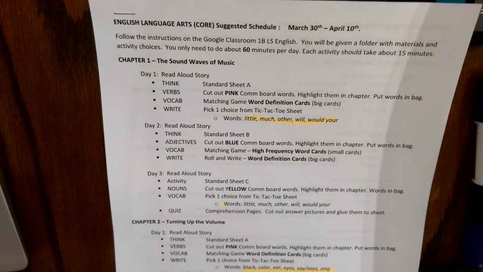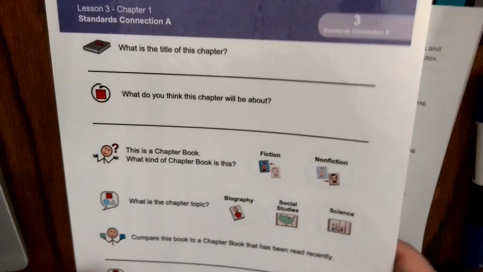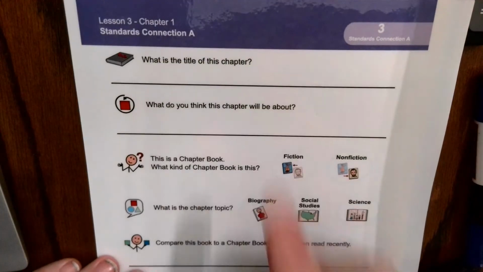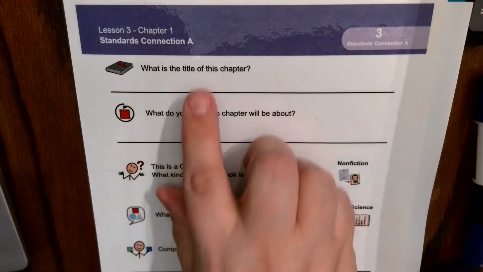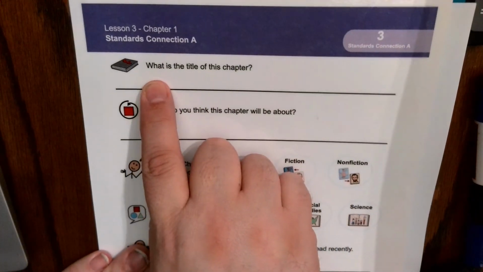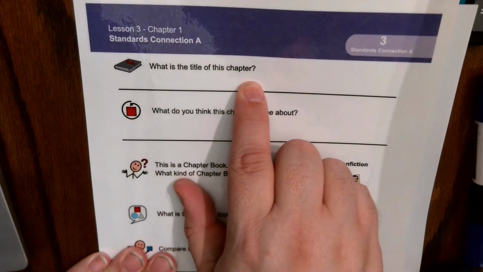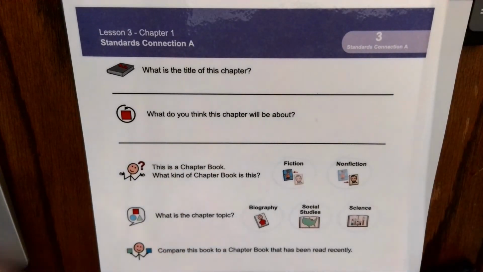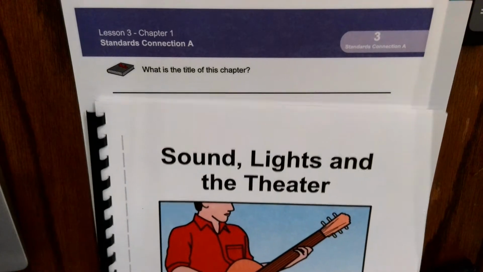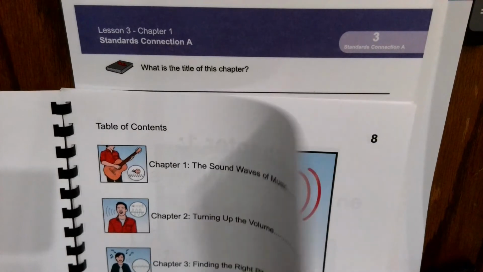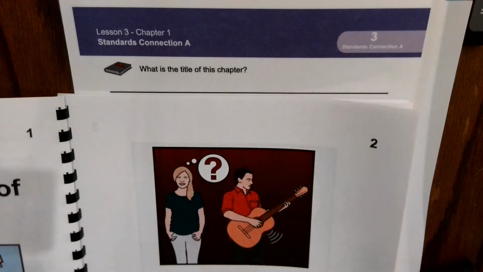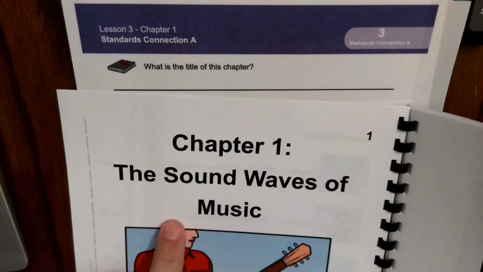Day 1 has standards connection sheet A. Inside your yellow packet you will find a standards connection sheet A. All we're using this sheet for is this very first question. It shows a book. What is the title of this chapter? This is something we've been doing in class a while. So we look at this book. This is the title of the book, but to find the title of the chapter, we'll want to go to either the table of contents or to the very first chapter.